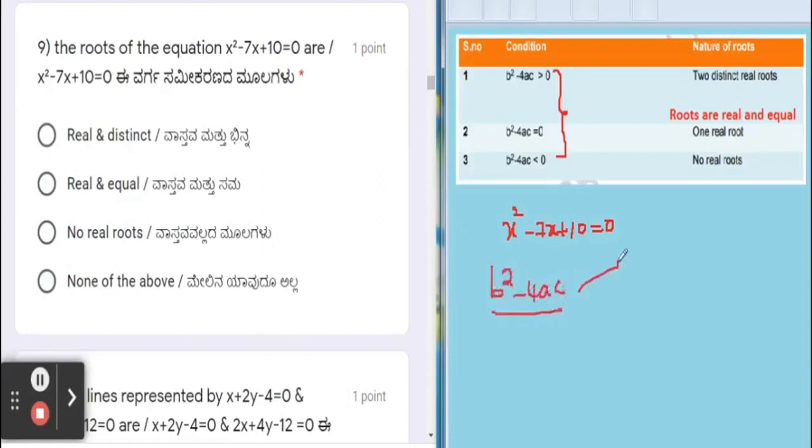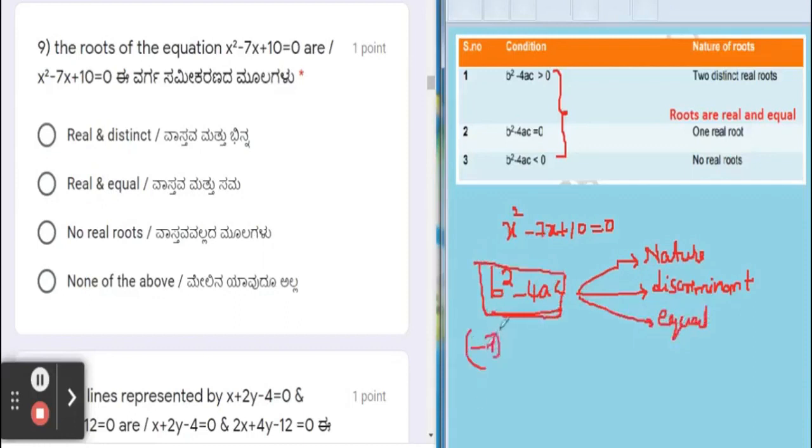I repeat once again, whenever the word nature is used in the question, discriminant or nature are one and the same, and if the roots are equal, then we have to apply this formula b square minus 4ac. What is a, b here? Minus 7 whole square, which is the x coefficient, and a is the x square coefficient, c is a constant. Minus 7 square is plus 49, negative 7 into negative 7 is positive 49, 4 ones are 4, 4 tens are 40. So 49 minus 40 is 9, which is a positive number.